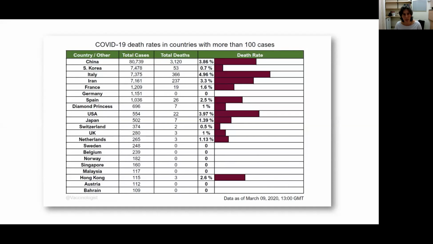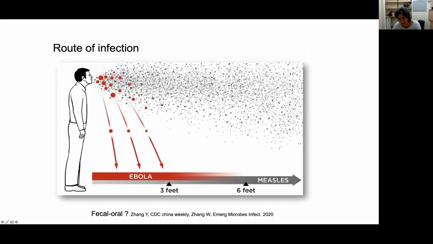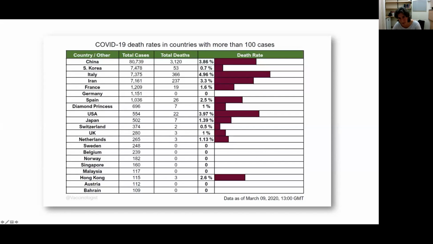Okay, so I mentioned before that the case fatality rates are different between the different countries, and that's a very interesting point. Case fatality rates are a little dynamic because some countries don't really know the actual number of people that are infected, because not all the countries do adequate testing, and we'll talk about it in the next slide.